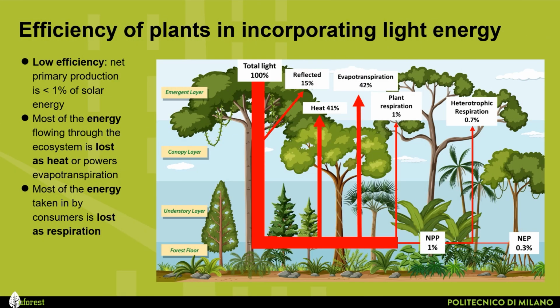Efficiency of plants in incorporating light energy into the ecosystems is very low, as net primary production usually equals less than 1% of total energy. This is because most of the energy flowing through the ecosystem is lost as heat or it powers evapotranspiration through trees. Moreover, most of the energy taken in by consumers is lost as respiration.